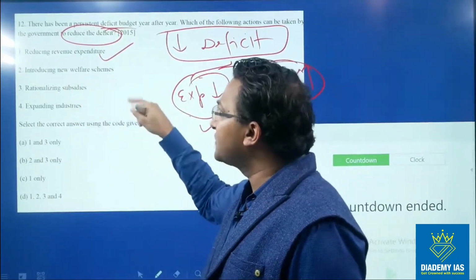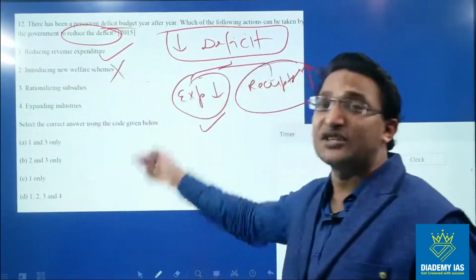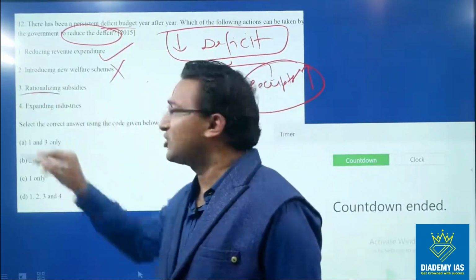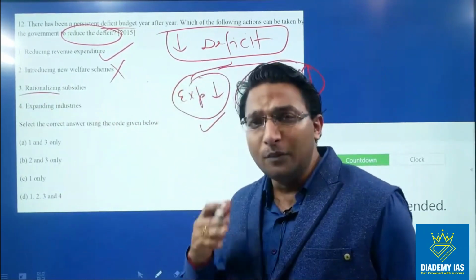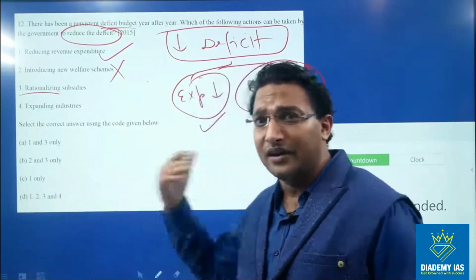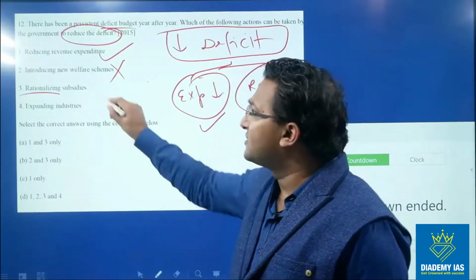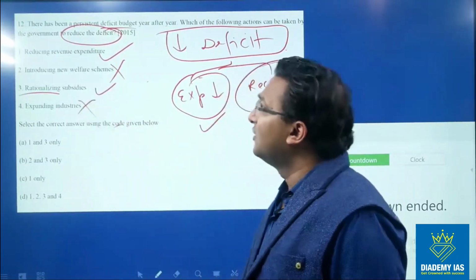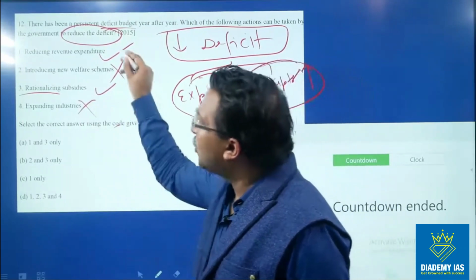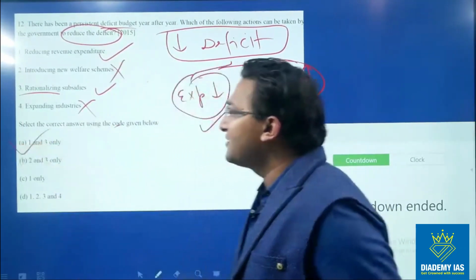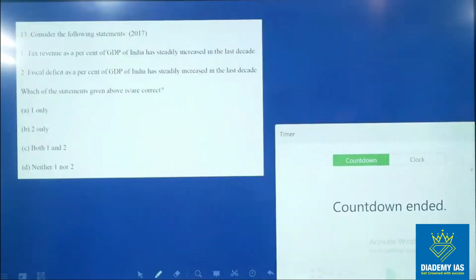Introducing new welfare schemes, no, because this will increase the expenditure, not reduce the expenditure. Rationalizing subsidies, yes. Rationalization means eliminating unnecessary subsidies, targeted benefit, targeted use of the subsidies. Yes, this is correct. Expanding industries, this has nothing to do with the fiscal deficit. So answer is option 1 and 3, that is option A. Next question.